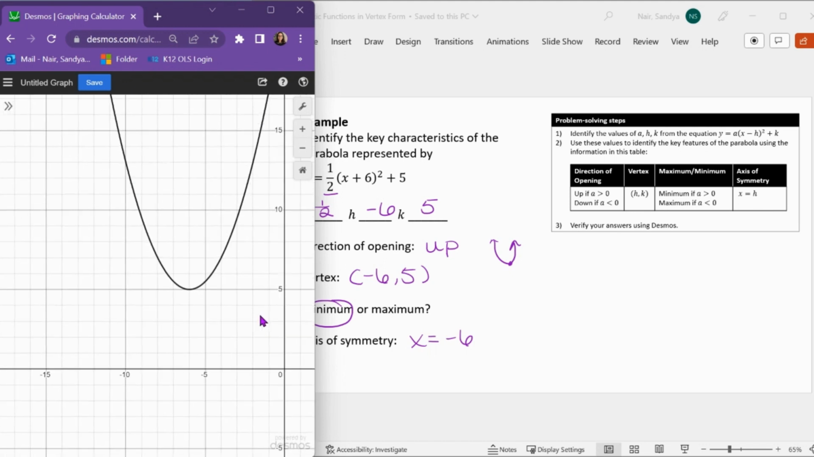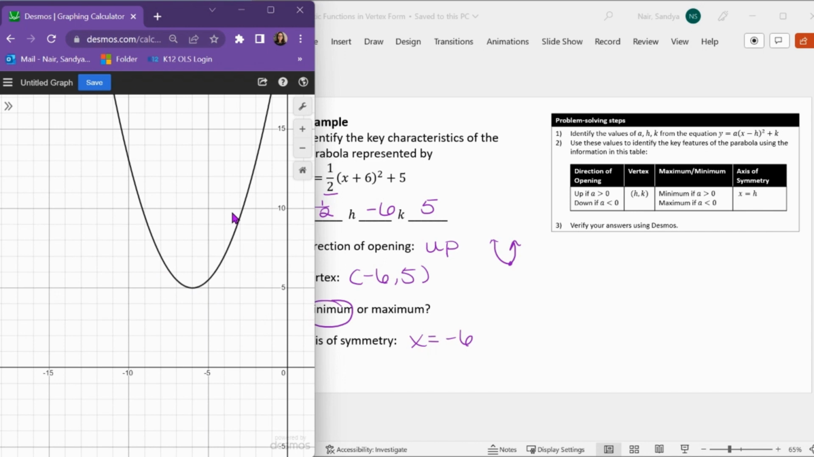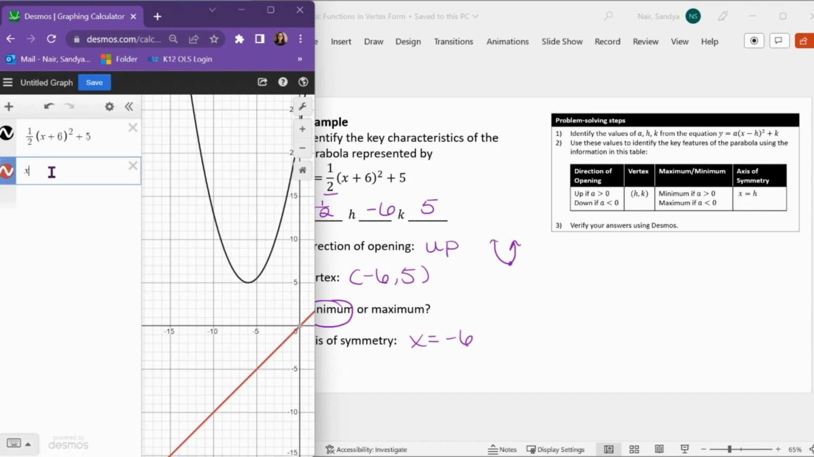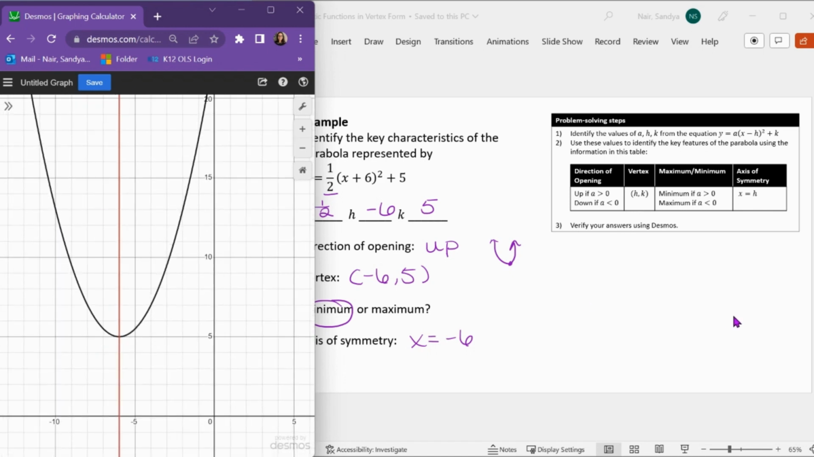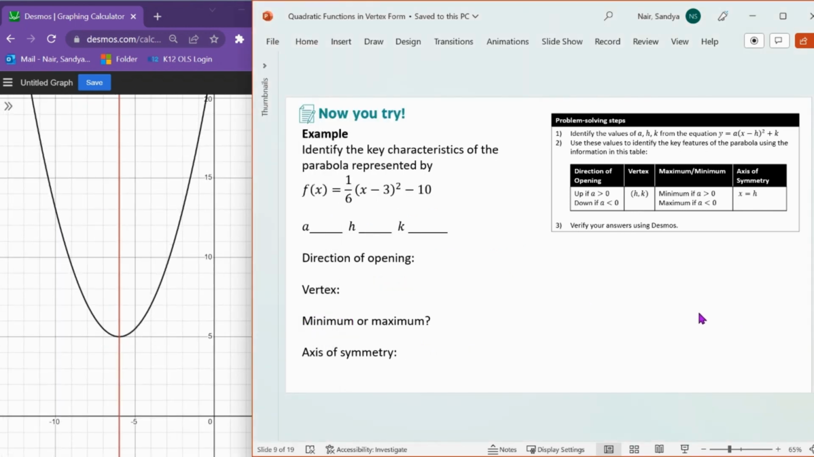Okay, so if I go over here, you can see my parabola. It does open up like we said. The vertex is at (-6, 5), and that vertex you can see is a minimum. If I draw in the axis of symmetry, x equals negative 6, you see that it does cut my parabola in half. So now you can go ahead and pause the video and try doing this example on your own.